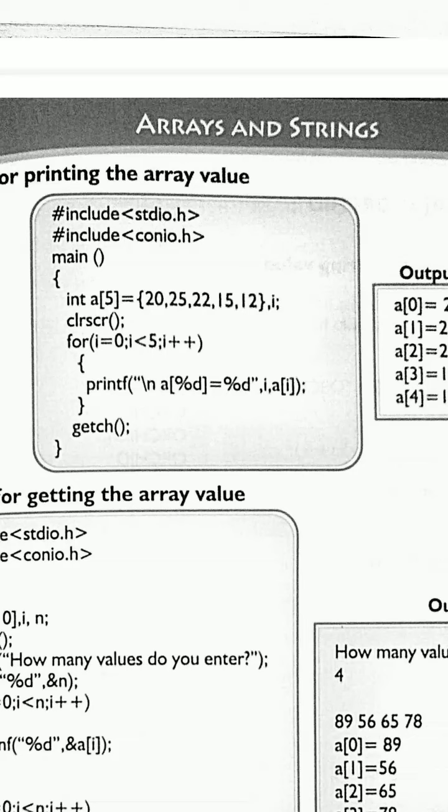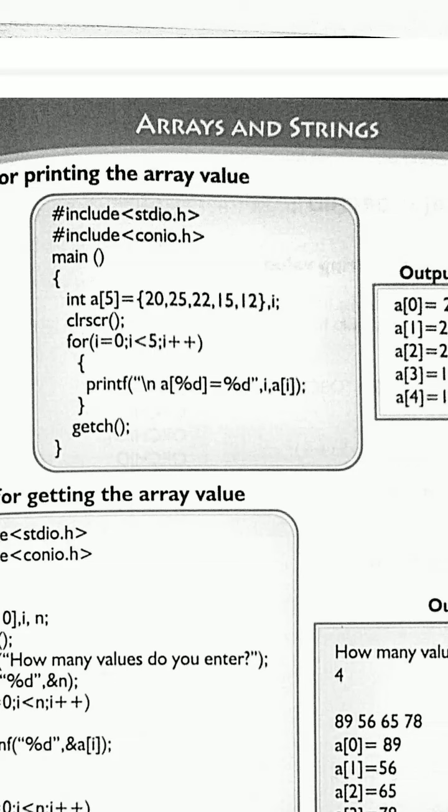So here you can see that they are printing the subscript value as well as the value of the array. The first %d will print the i value, and the second %d will print the value of the array. So you can see that the output is 20 at first. So now the body of the loop is executed.